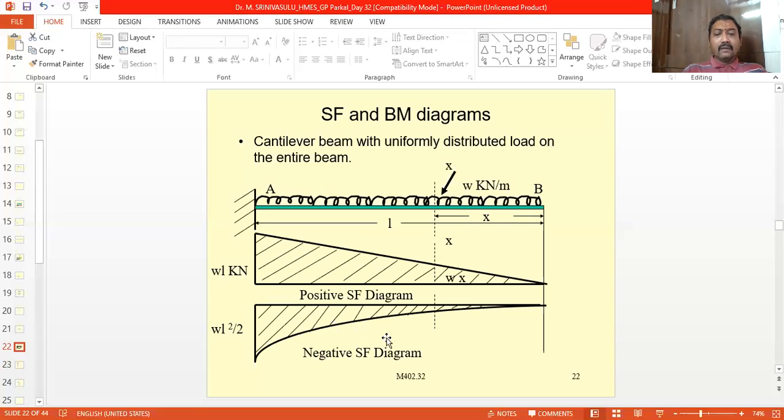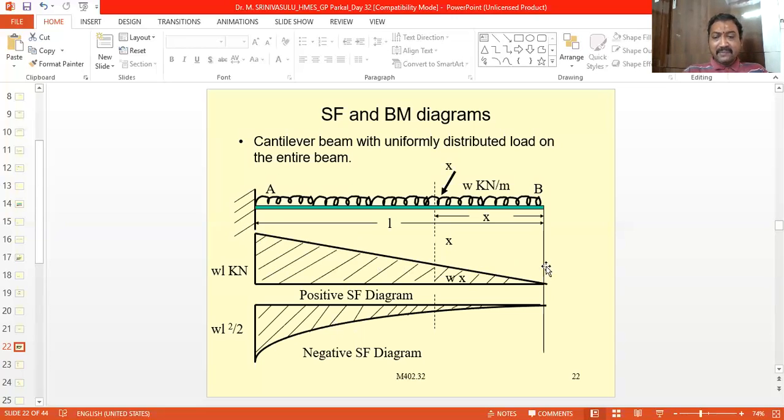Now we have to locate these. This is the zero line for the shear force. At point B it is equal to 0, and at x some value, but x is less than L, so it has a lesser value, and at point A it is equal to W into L. So you have to look at these three points: the 0 point, the W into x point, and the W into L point.